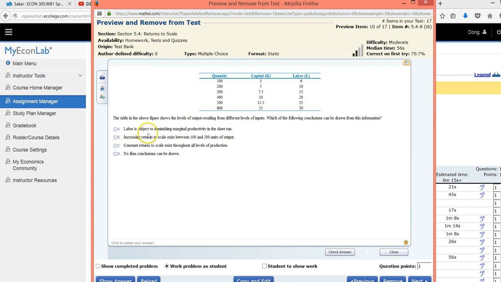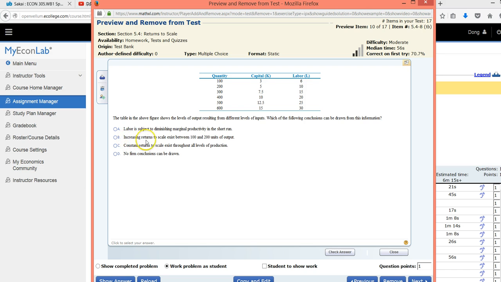So if this sentence is correct, then the table should show us what happens to the productivity, which means what happens to the levels of output when we increase labor, but we fix a certain level of capital. But obviously this table doesn't give us that information. So actually the sentence A cannot be determined based on the table here. So A is not correct.